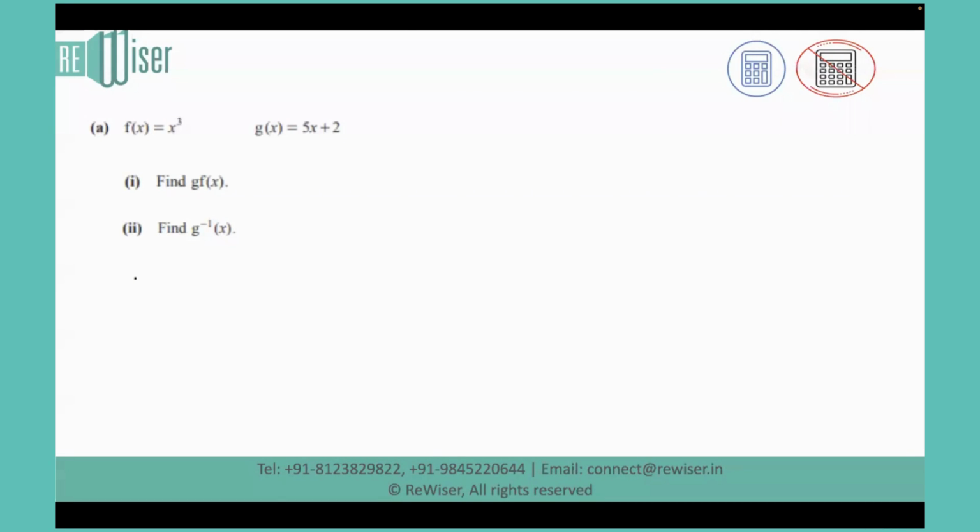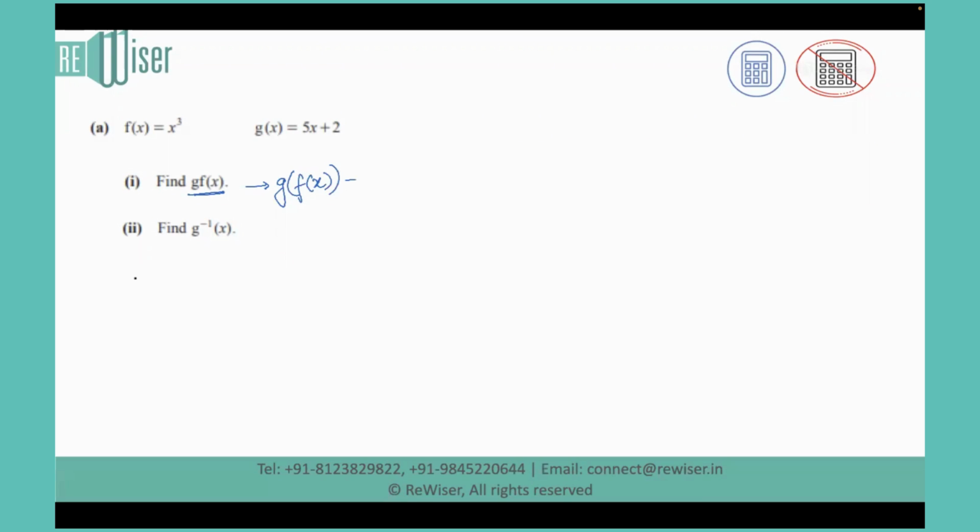Let us solve this question from the topic functions. So we are given two functions f(x) and g(x). f(x) is given as x cube, whereas g(x) is 5x plus 2. So the first question tells us to find g of f(x). What does this mean? It means that for the function g, the function f(x) is now an input.